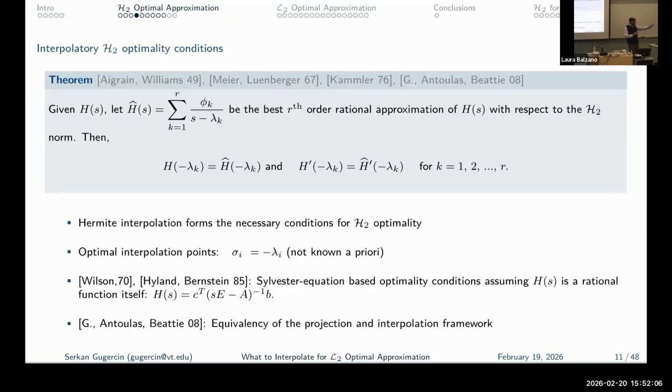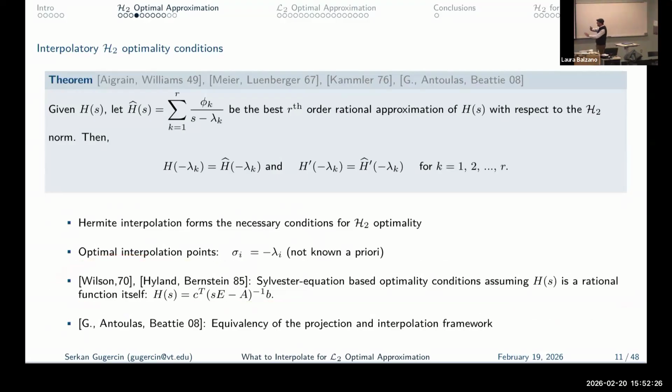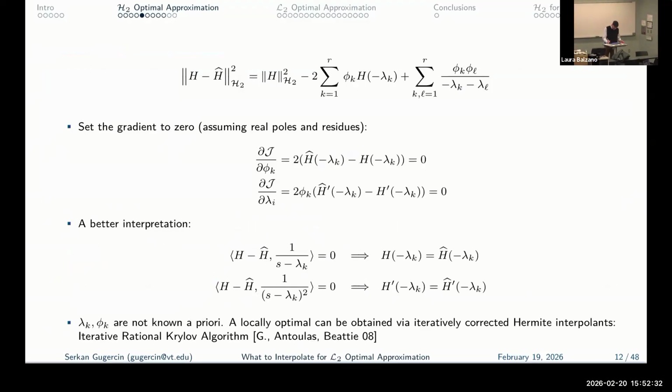So the interpolation points depend on the reduced model I want to compute. This is a nonlinear optimization problem. You cannot do this in one step. You will have to iterate to do this. That's the tricky part, that they are not known a priori. There is some work that gives the interpolatory conditions from a Lyapunov equation perspective. In this 2008 paper, we showed that you do interpolation or this, they are equivalent.